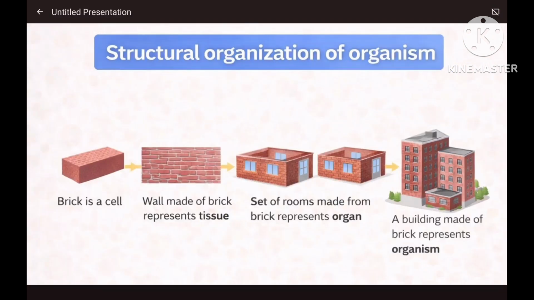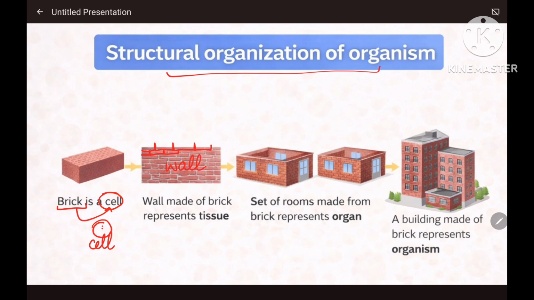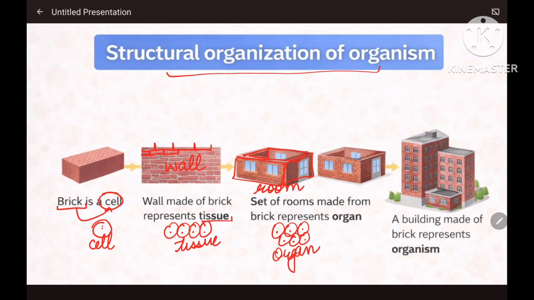So students, now look at this diagram very carefully. It explains the structural organization of organism, which means how a living body is formed step by step starting from a cell. So consider brick as a cell. Just like a brick is the smallest unit used to make a building, cell is the smallest unit of life. एक brick से हम इतनी बड़ी building बना लेते हैं. Similarly, एक cell से पूरे का पूरा organism बन के तैयार हो जाता है. Right? Then many bricks join together forming a wall. Similarly, cells join together to form tissue. Now walls join to form a room. Similarly, tissues join together to form an organ.